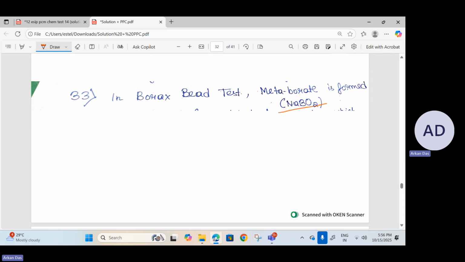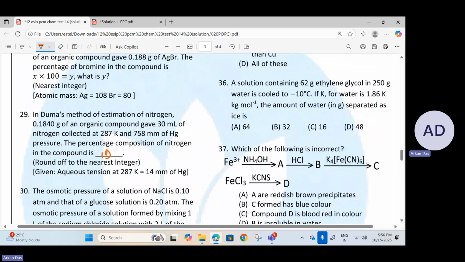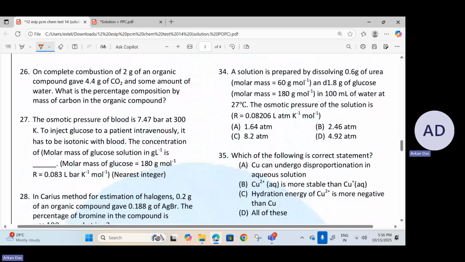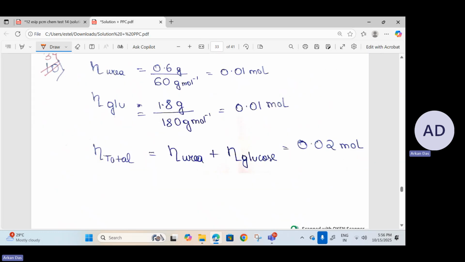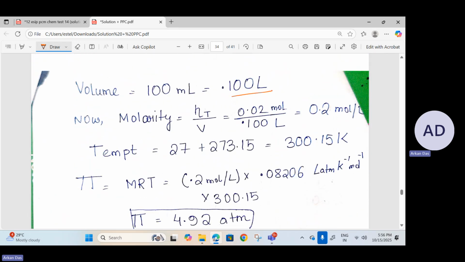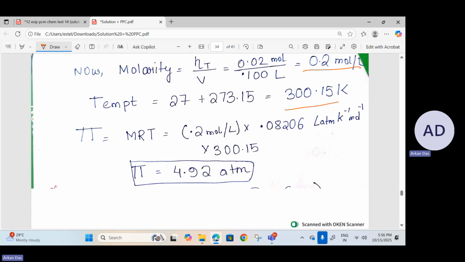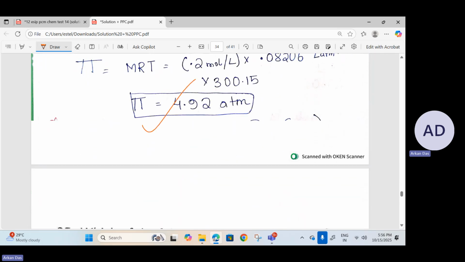That is our answer. Question number 34 is also a direct question. 34 asks us that a solution prepared by dissolving 0.6 gram of urea and 1.8 gram of glucose, molar mass has been given, in 100 ml of water, the osmotic pressure of the solution. Very easy thing. So you have urea, you have glucose, you're dissolving both of them, the total number of moles you are getting. After you get the total number of moles, you know the volume. After you know the volume, you can find the concentration. Once you find the concentration, you know the temperature, put the formula, and pi is equal to 4.92 atm.